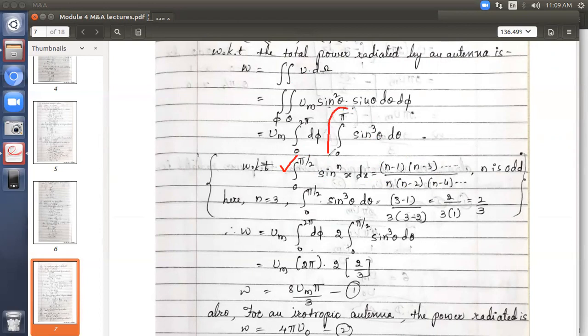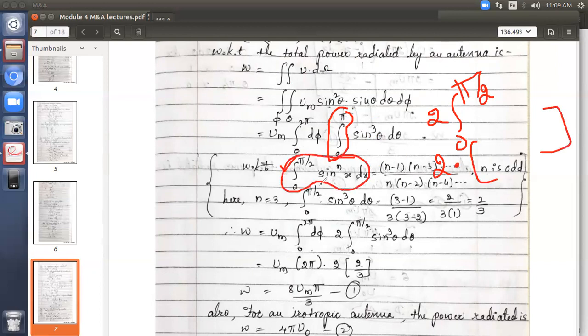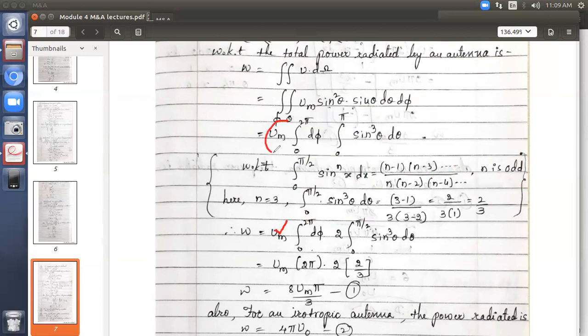If you see, integration is 0 to pi. So what I can do, use the property of integration, make it 2 times pi by 2 first. Once you do this, 2, keep it as it is, multiplied by, use this formula, 0 to pi by 2 sine cube. I have written it here, sine cube, you will get 2 by 3. So substitute that, 2 by 3. So I have done that. This is as it is.